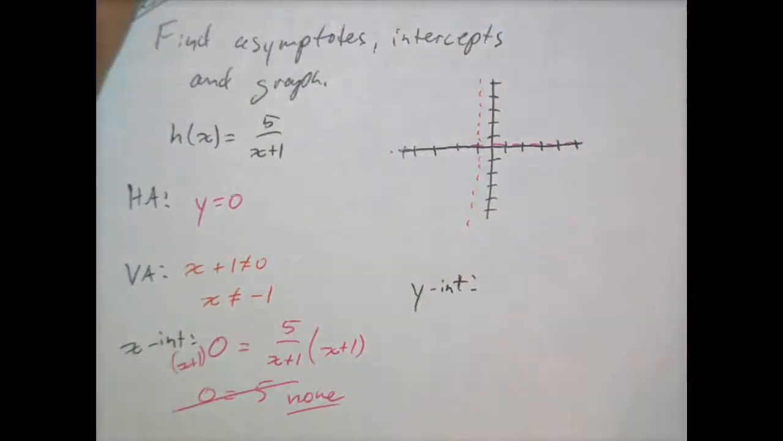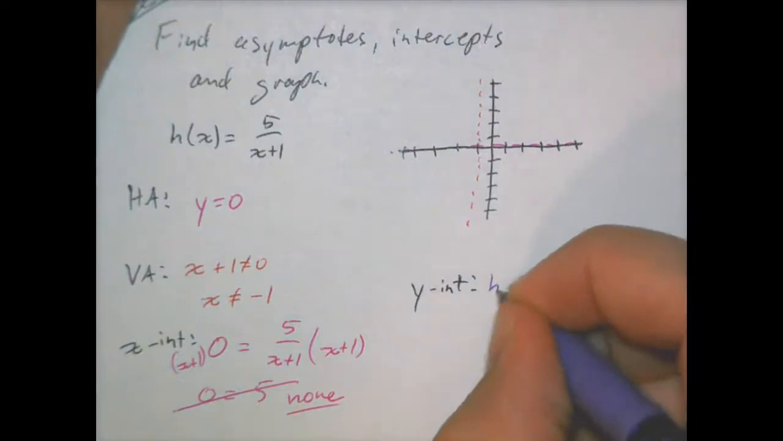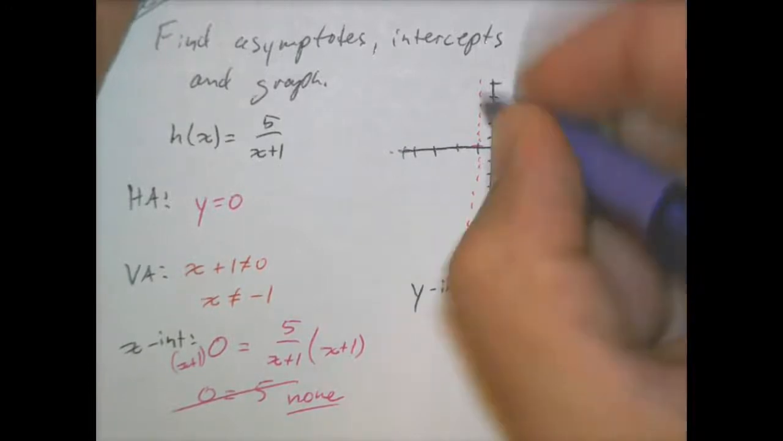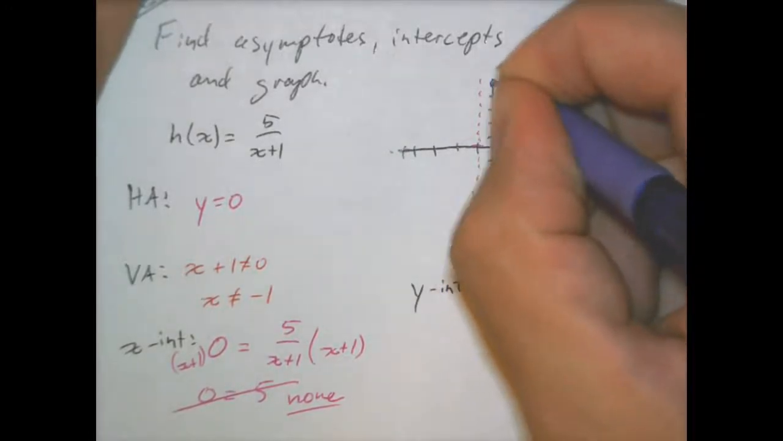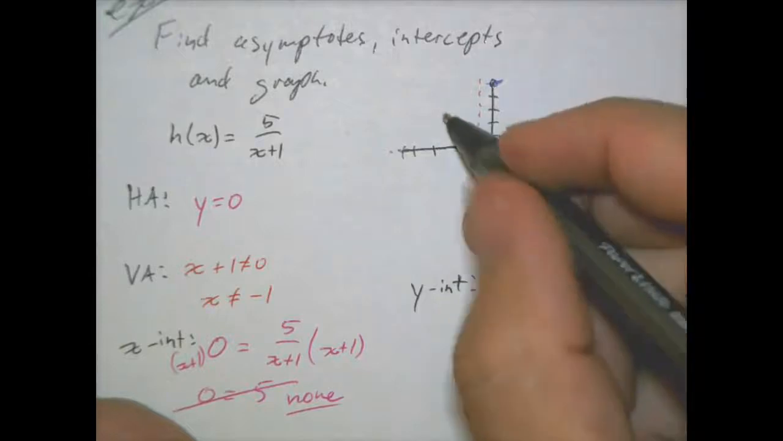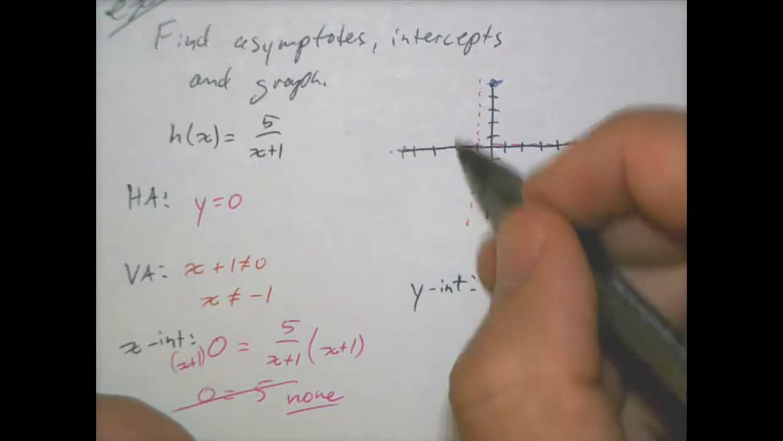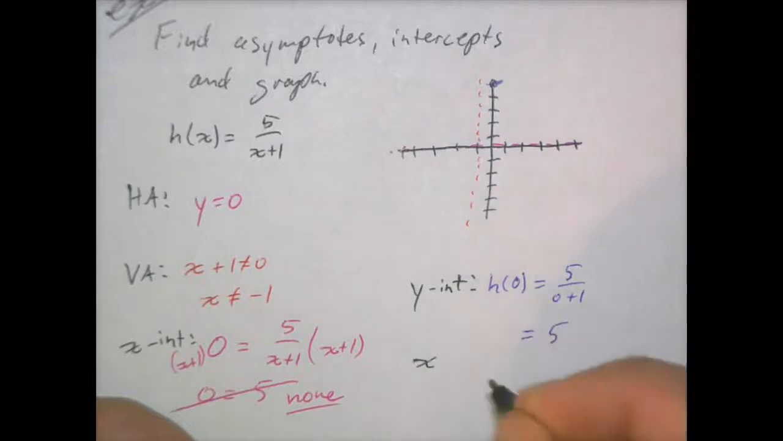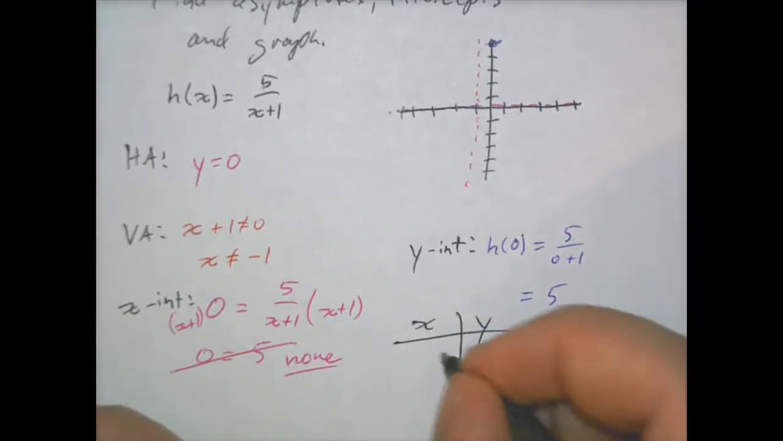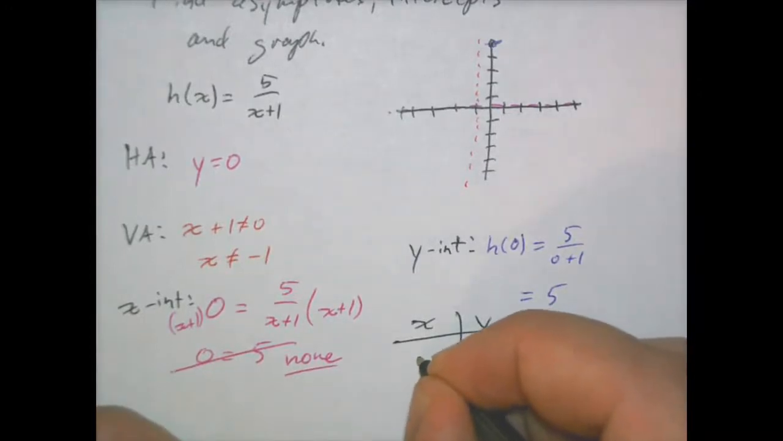Y-intercept, don't forget that you just substitute in a 0 for x, so you have h of 0 equals 5 over 0 plus 1, so my y-intercept will be 5. So 1, 2, 3, 4, 5. Cool. So I have my asymptotes, and I have one point on my graph. What I'm going to do then is check the points around it, because I don't know what it does on this side of the graph, whether it's above or below the horizontal asymptote. If you're not really sure of how to graph things, you can always make a table and substitute numbers in. So say I choose, what would be nice? Negative 6.